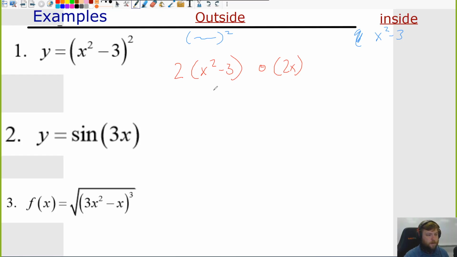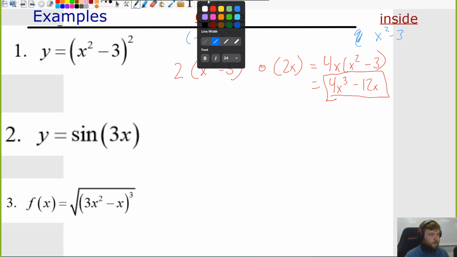So that'd be my answer to this. Now, you could clean this up and say it's 4x times x squared minus 3. And you could distribute that and say it's 4x cubed minus 12x. Okay. Sure. What's neat about this problem, and I want to show you.